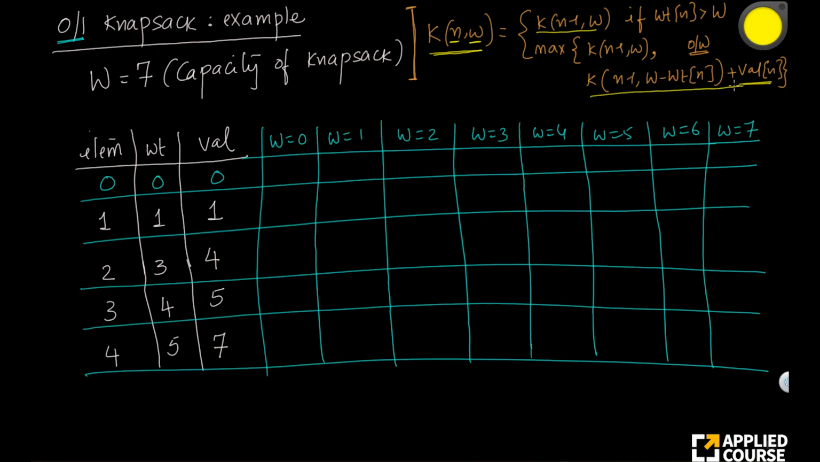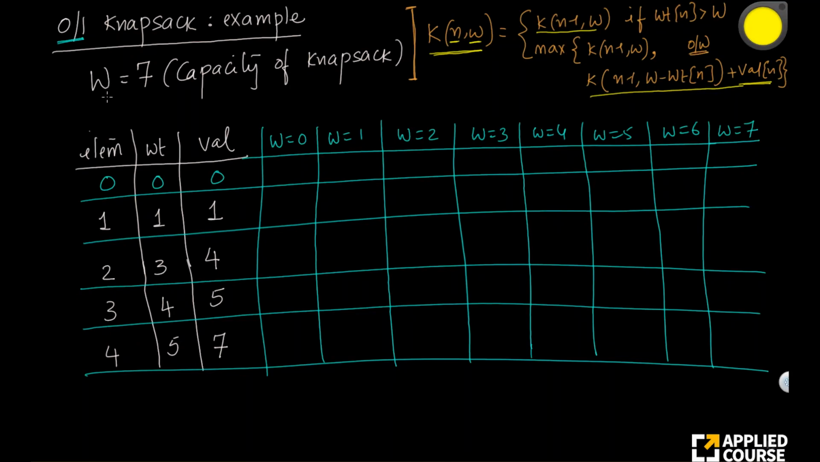So I hope this is clear, as we have already discussed this recurrence relation. This is the otherwise case, if the weight of n is less than or equal to W. I just wrote it as OW, which means otherwise. Let's keep this recurrence relation handy.